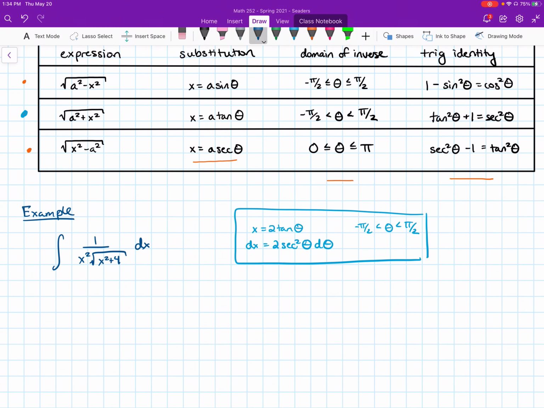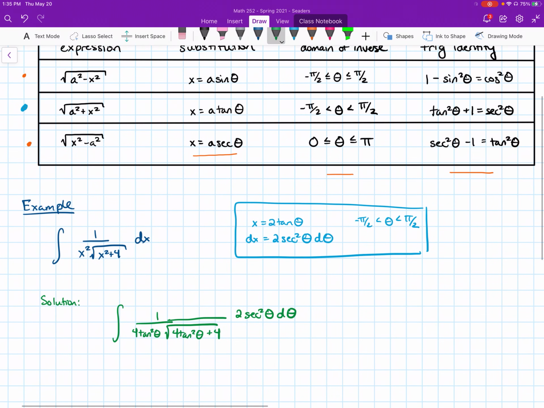Now let's go ahead and sub everything in to my integral. So I get the integral of 1 over, see 2 tan theta all squared is 4 tangent squared theta. So I get 4 tangent squared theta plus 4. And dx is 2 secant squared theta d theta. So I replace both x and dx for my substitution. Wow, it looks a lot more complicated.